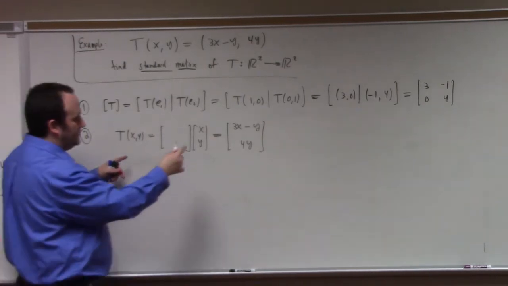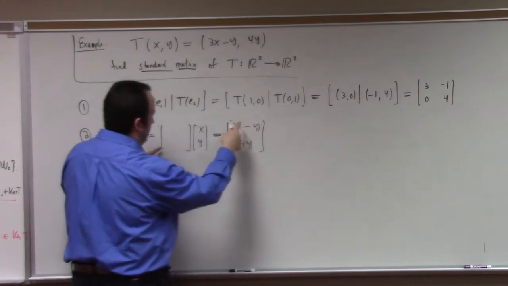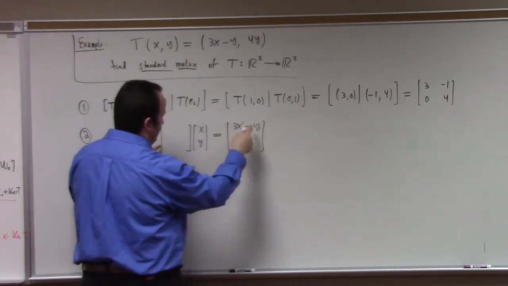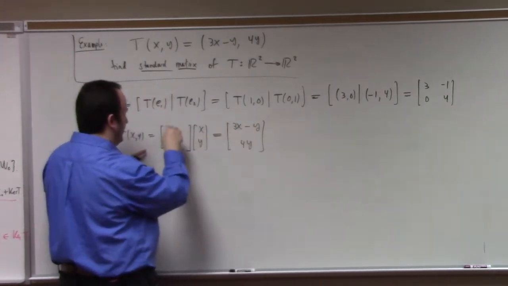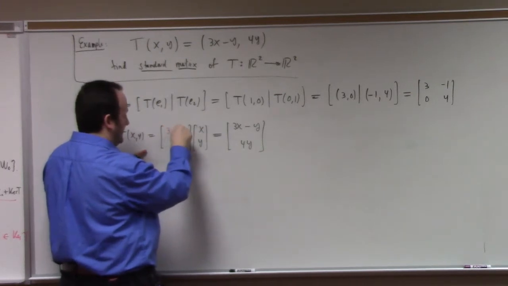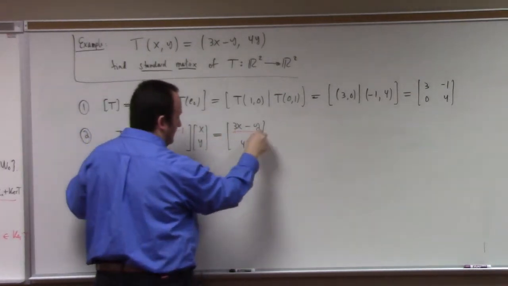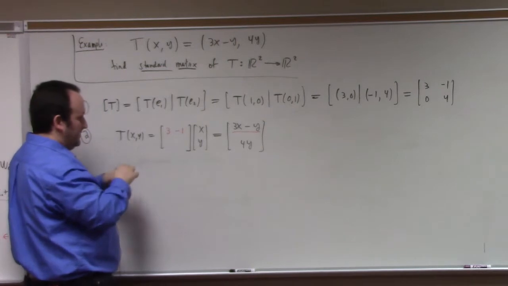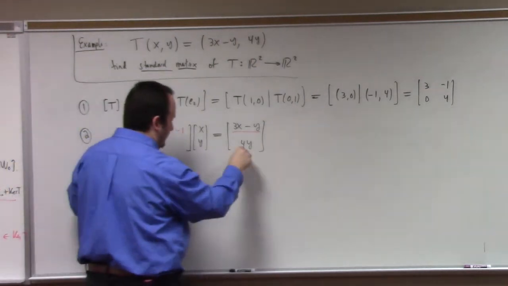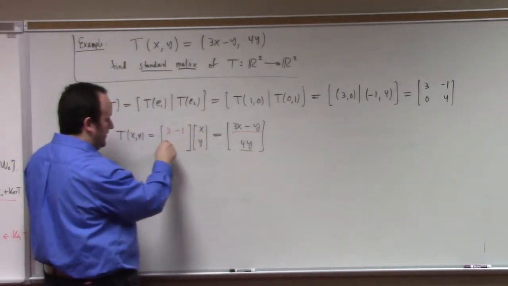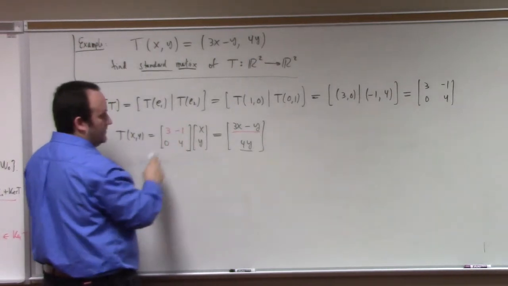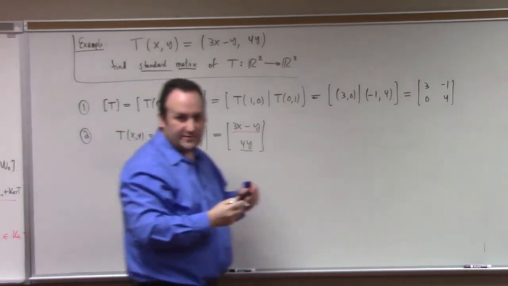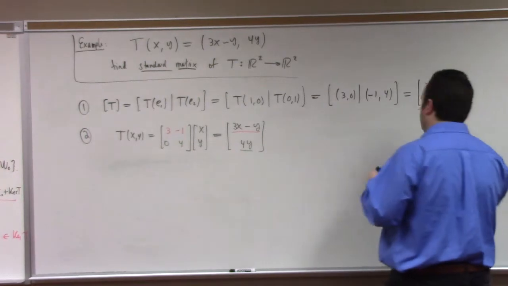So if you look at it, to get 3x minus y up top, that means I've got to put a 3 here and a minus 1 there, right, to get that. And to get 4y from multiplying a row times x, y, I've got to put 0, 4. Of course, this is not at odds with the other way of doing it, right?